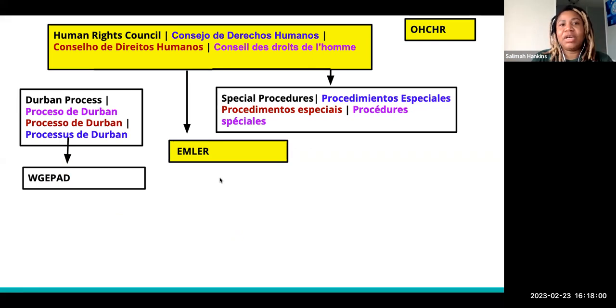And again, I'm going to talk about the Human Rights Council, EMLER, and OHCHR, but just know that there are other processes that are focusing on human rights. The reason why I want to mention this is that it would be valuable to you to engage in all of them if you can, as many as possible. We're doing this, but there are other coalitions working on other procedures. Okay.